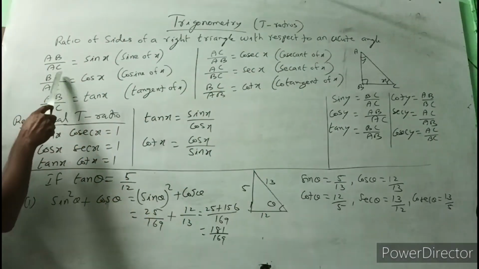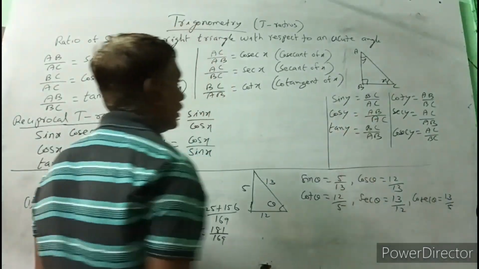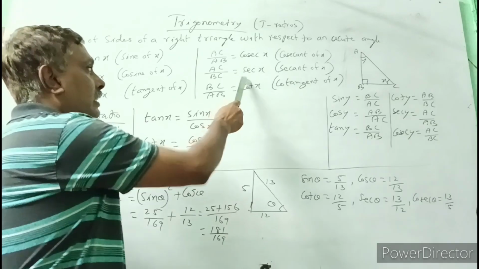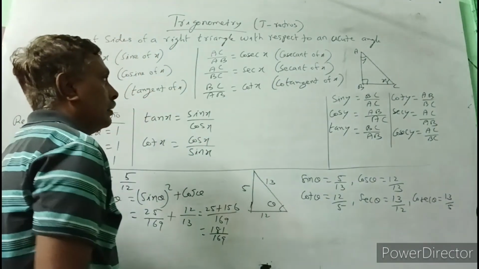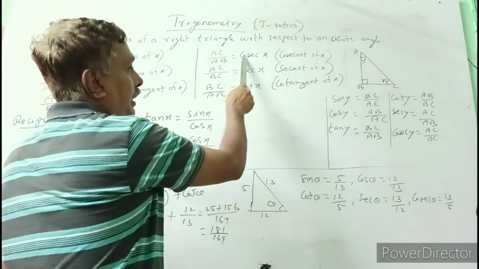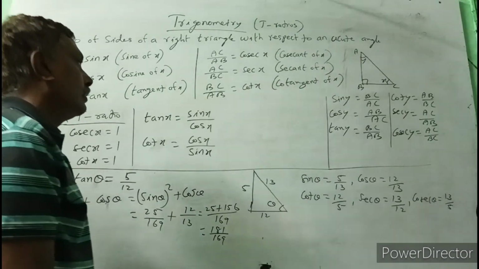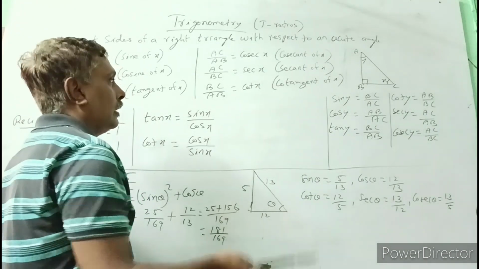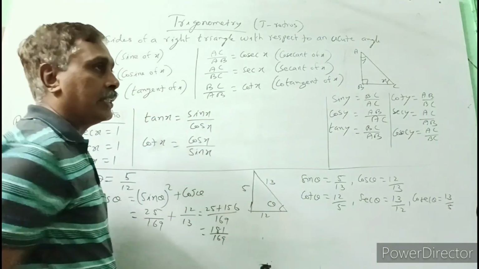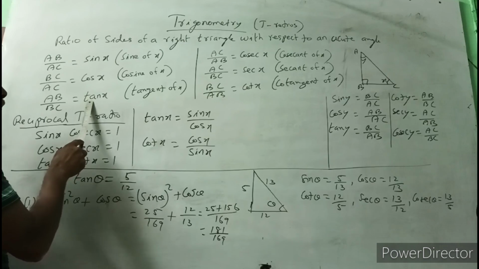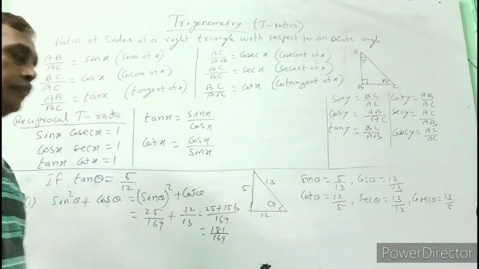Similarly, its reciprocal AC upon BC is called the secant of the acute angle X. We write it short with the first 3 letters again. Its complementary is cosecant. Then finally, the reciprocal BC upon AB is the cotangent of X, the complementary of tangent X. We write it short as cot X.